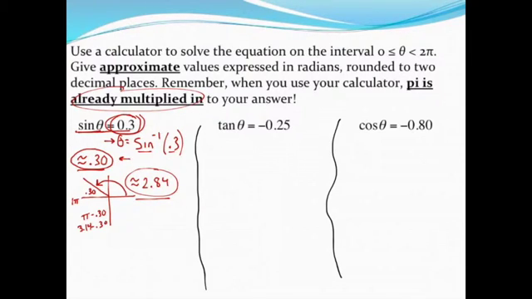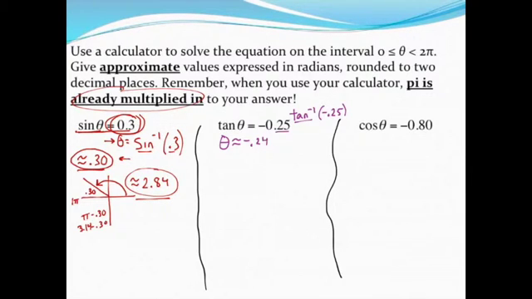Again, I'll start this second part the same way as the first one. I'll do the inverse tangent of negative 0.25. Again, make sure you're in radian mode, otherwise this isn't going to work. Make sure you're doing second tangent to do the inverse tangent on a calculator. That angle comes out to be approximately negative 0.24. Again, it's a coincidence that those ended up being so close. Now this time though, last time that was one of our answers, this time it's not.